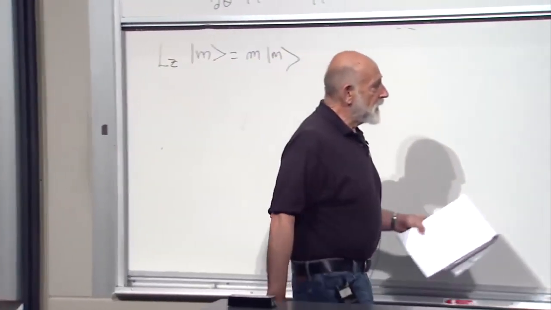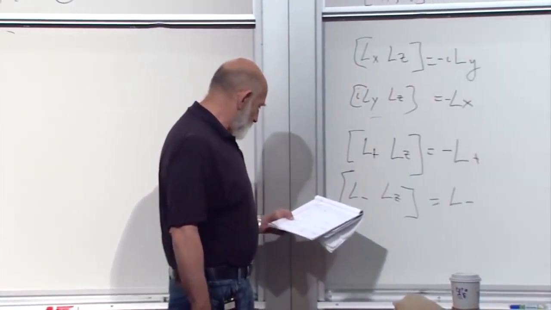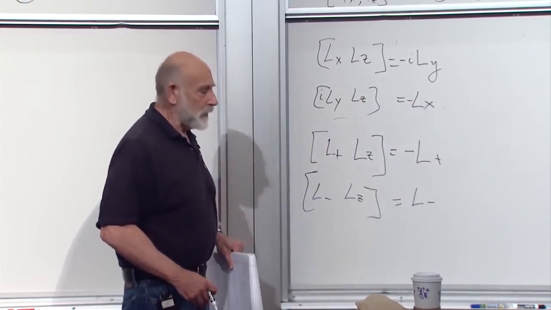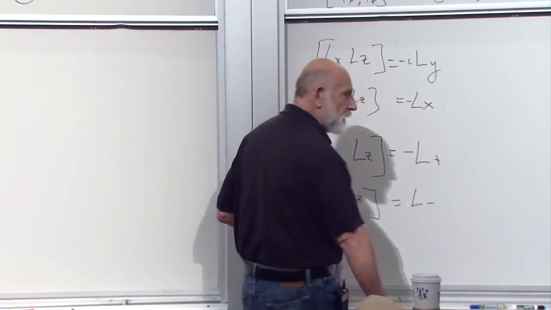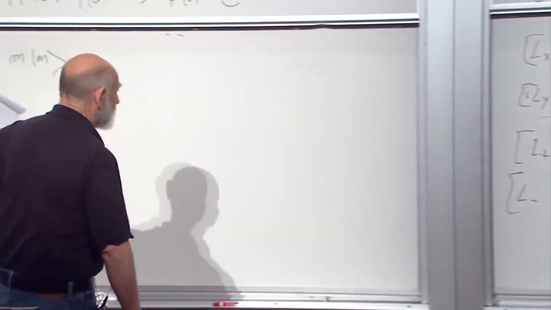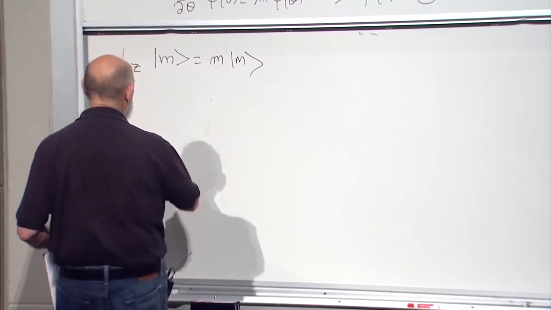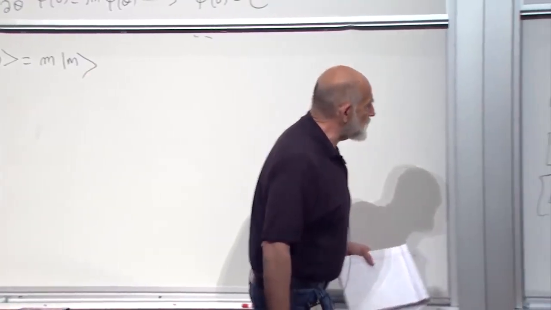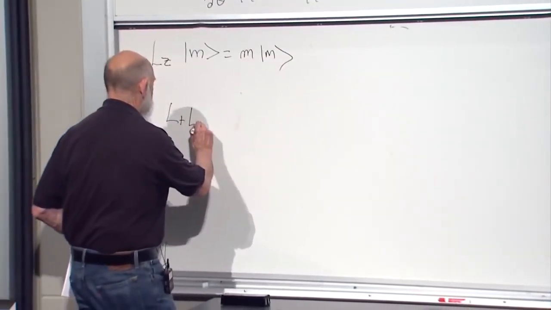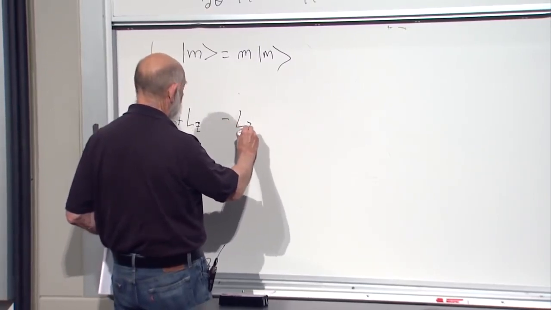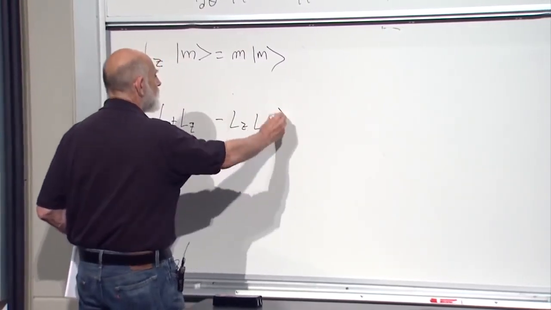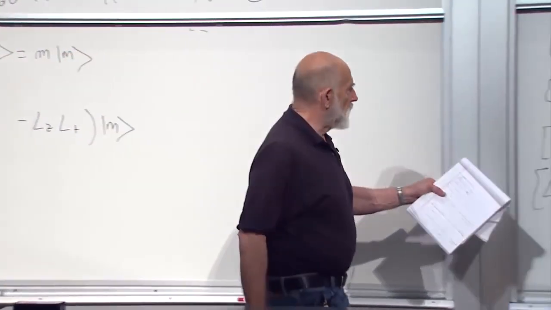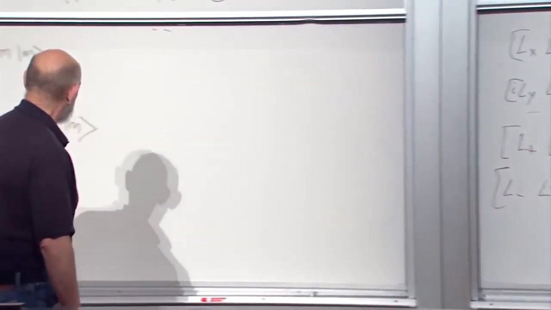We're going to do it by applying one of these equations. Which one are we going to do? L plus. Let's do L plus. We're going to take this equation for L plus and multiply it by the eigenvector m, by this little eigenvector m. So let's work it out. L plus Lz minus Lz L plus, that's the commutator, acting on the vector m is equal to minus L plus acting on the vector m.